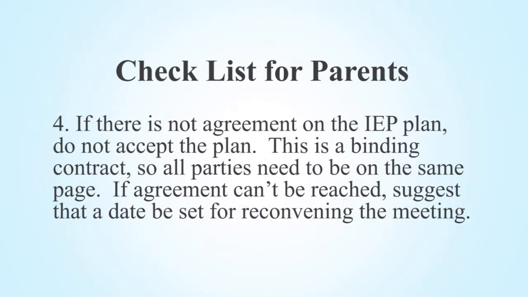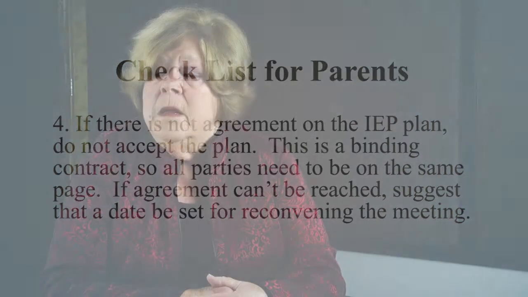Fourth, if there's not agreement on the plan, and this is very important, don't sign it. Ask to reconvene and discuss it again, because it is too important for your child. Not only, as I said before, is it legally binding, but you also don't want to waste a year of your child's educational life on a plan that's not accurate and appropriate.